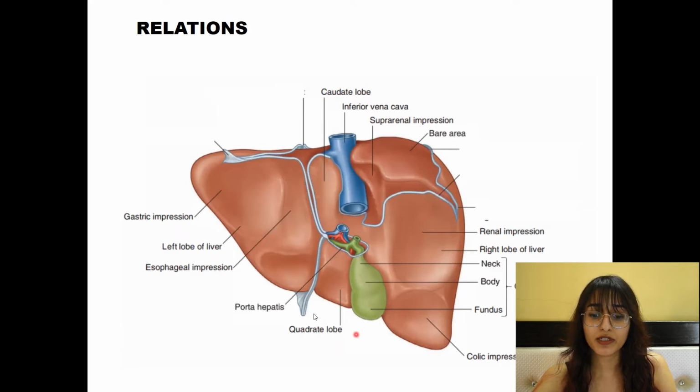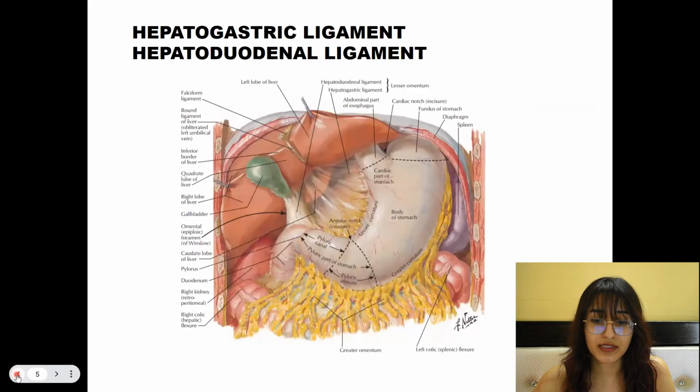And when we talk about the caudate lobe, it is seen mainly on inferior surface of liver. On the left, we have fissure of ligamentum teres. Okay, this was your ligamentum teres, and fossa for gallbladder on the right. This is your caudate lobe. So when we talk about relations, let's go back to this picture.